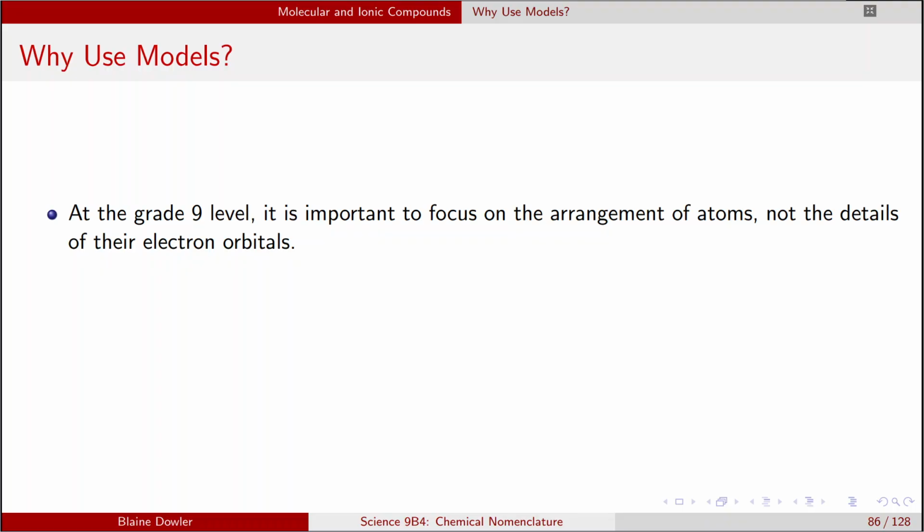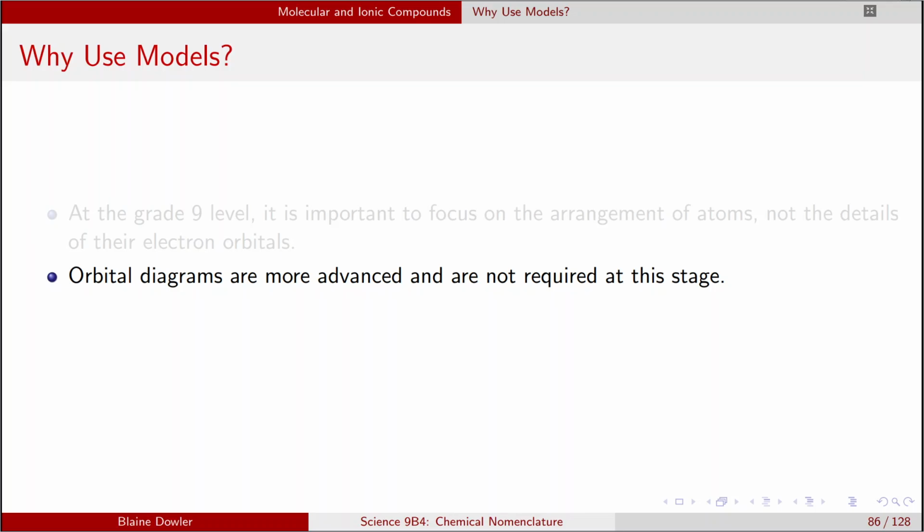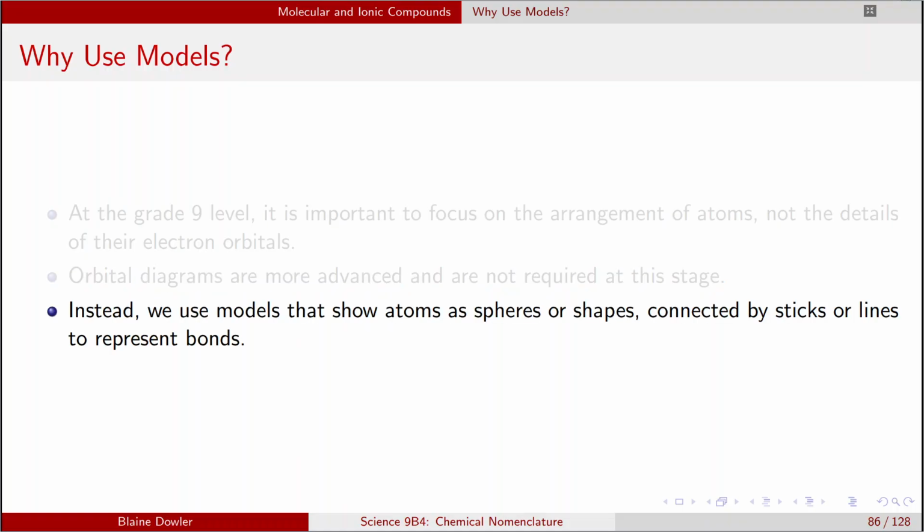At the grade 9 level, we're just going to focus on the arrangement of atoms, not the details of their electron orbitals. Orbital diagrams are more advanced. They are not required at this stage. Instead, we use models that show atoms as spheres or shapes connected by sticks or lines to represent bonds.